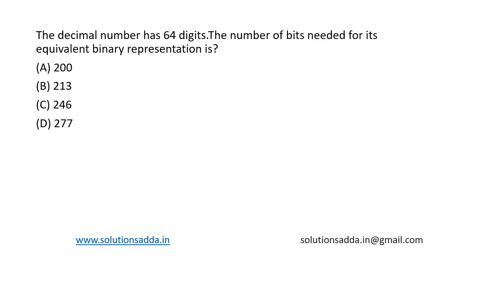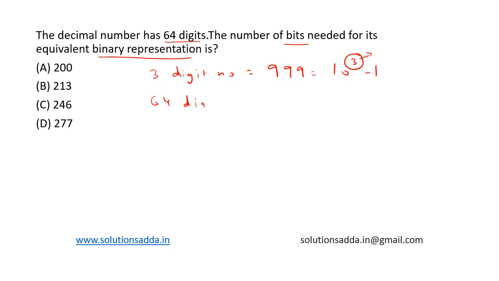This is a question from digital logic design. The decimal number has 64 digits. The number of bits needed for its equivalent binary representation is what? Let's find out the solution. Consider an example of a 3-digit number. The maximum number that can be represented is 999, which is equal to 10 to the power of 3 minus 1. These 3 represent the number of digits involved. So similarly, the maximum number that can be represented by 64 digits is equal to 10 to the power 64 minus 1. And we are asked to find out the number of bits needed for the equivalent binary representation.